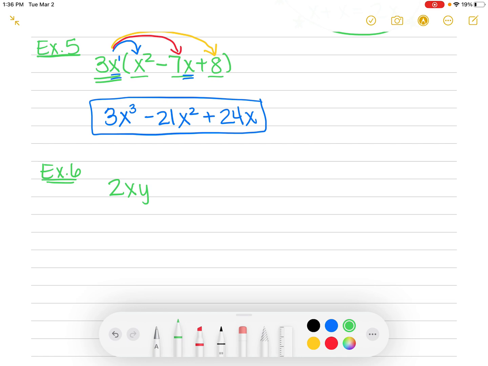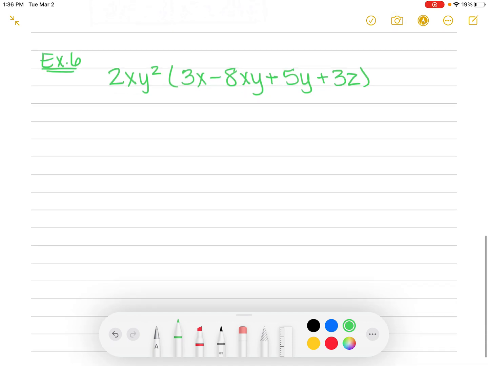2xy squared times 3x minus 8xy plus 5y plus 3z. Okay, so I want you to hit pause and make sure that you multiply that 2xy squared by everything inside the parentheses. Okay, everybody should be back now.